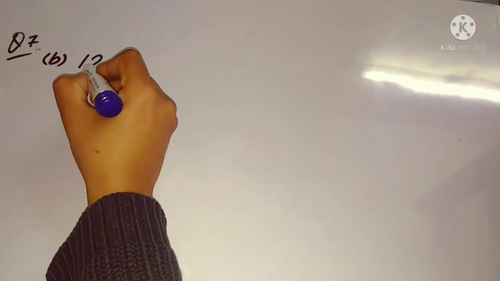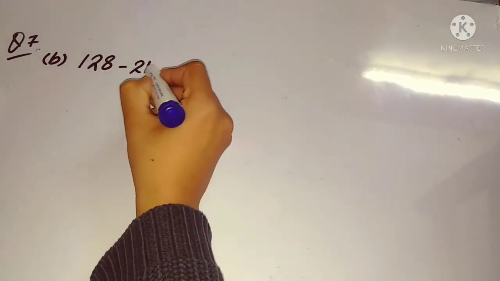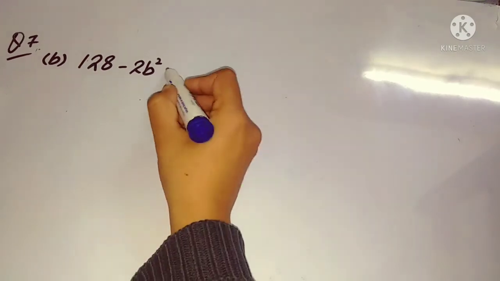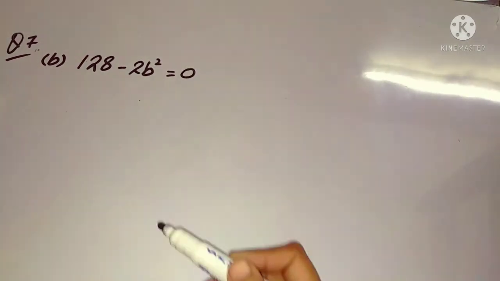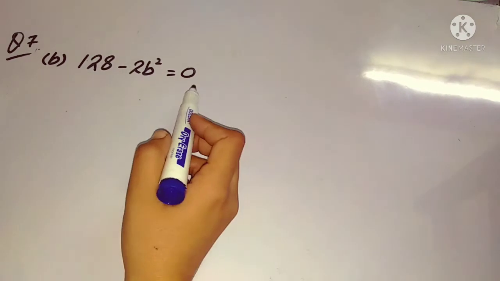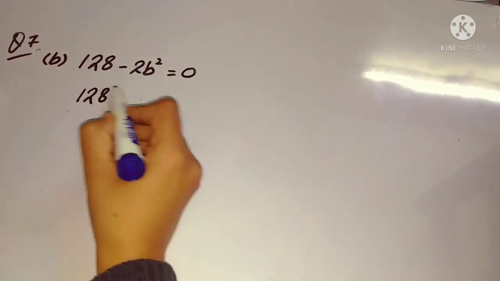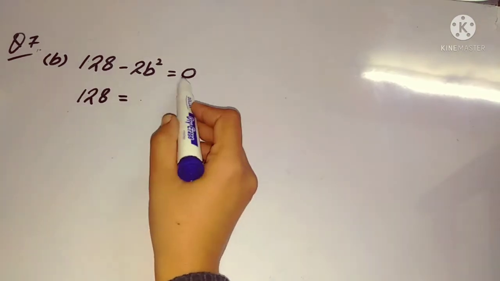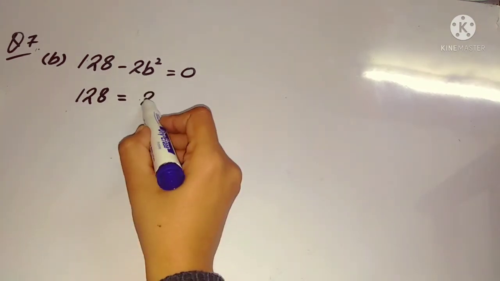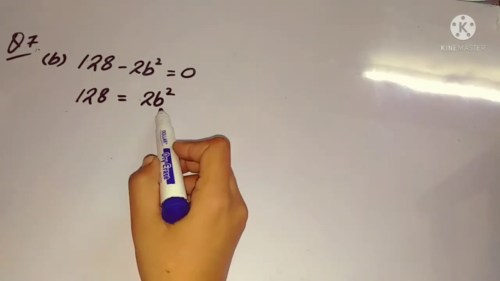Part B will be equal to 128 minus 2b square is equal to 0. Now 2b square is subtracting over here, so it will go to that side and it will be added. So 128 is equal to 2b square. Alright, now you have to find out the value of b square.